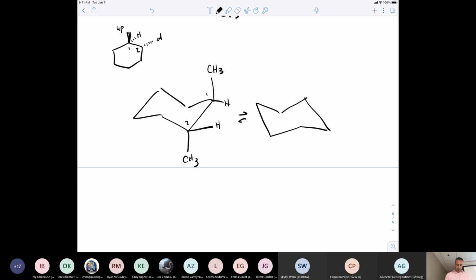So right away, looking at that structure, what do you think? What's your initial thoughts on that one? Not good, eh? Why? Both axial, right? It's probably going to be the loser structure right there. 1, 2. 2 has 2 positions like that. And on carbon 1, the up is the CH3. The hydrogen is down. On carbon 2, the hydrogen is up and the CH3 is down.